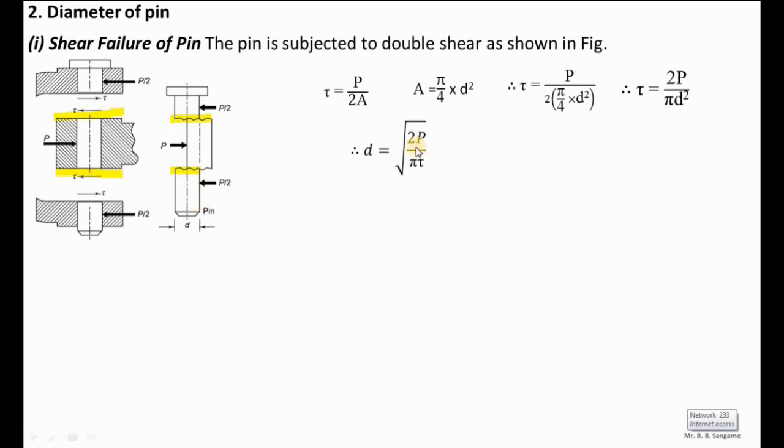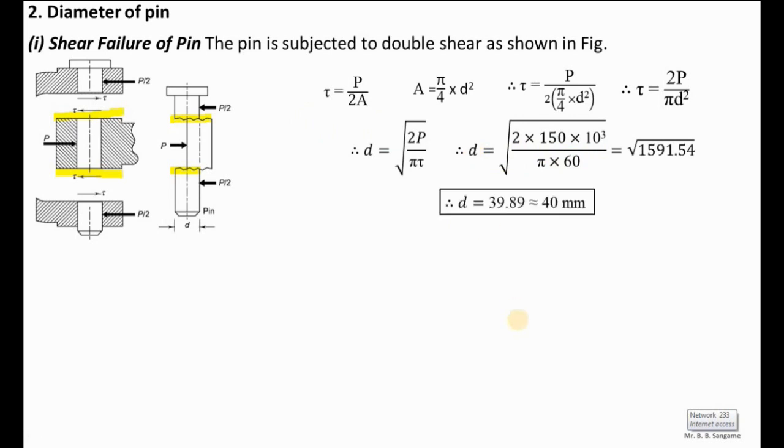Let us put the value of P, which is 150 into 10 raised to 3 Newton, and we have the value of tau, the permissible shear stress. So put the value of P and tau in the equation. After putting the values, I found that the diameter of the pin d is 39.89. I have rounded it to the next digit, 40 mm. So here I am going to select the diameter of the pin as 40 mm according to the shear failure of the pin.